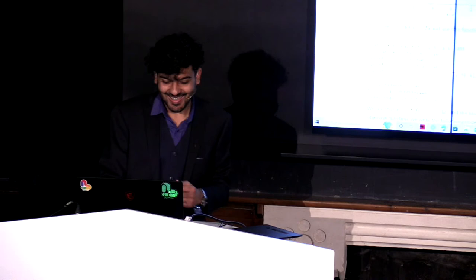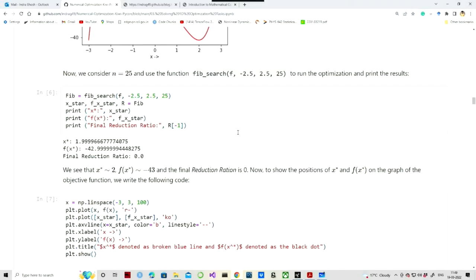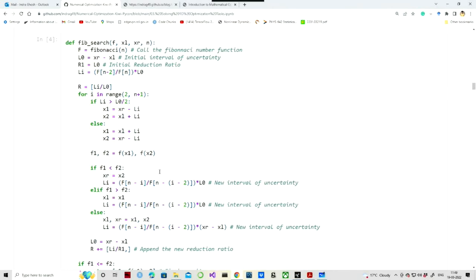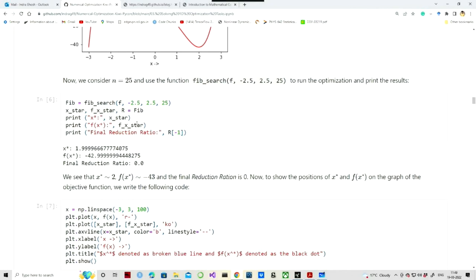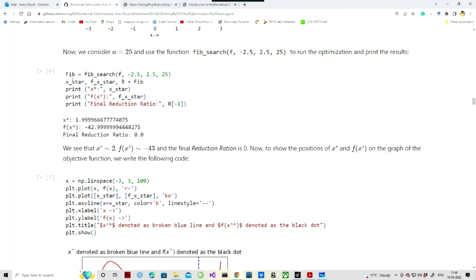All right. So then we use the fib search function that we just mentioned here. So you need to run this cell to make this cell work. And we are storing the value in fib, and we see that X star. So this returns X star, the minimizer, the value of the function at that X star, and also the reduction ratio. So we see that it's working pretty smoothly.